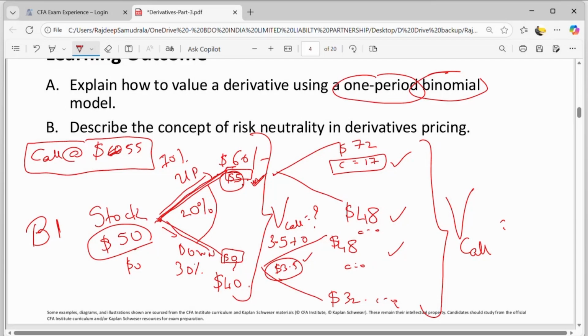Is that clear? Done. $3.5. That's your probability. That's your answer. Clear or not? Yes, sir. Okay, so there you go.